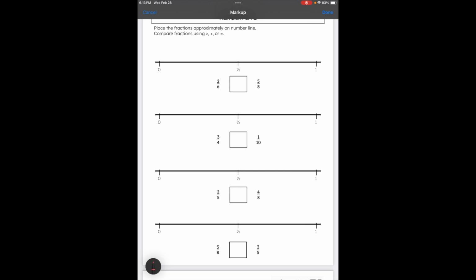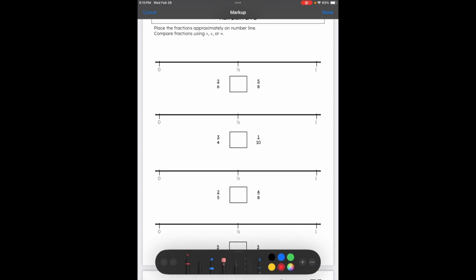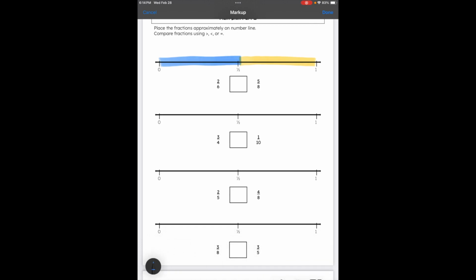So first we're going to place 2/6 on the number line. First things first, is it going to be on, let me use my highlighter tool here, the less than 1/2 side of my number line or the greater than 1/2 side of my number line? Yeah, this one, 3/6 would be equal to a half. So 2/6, I'm going to put it just a little over here. It's pretty close to 1/2, but it's just not quite there because 3/6 would be equal to a half.